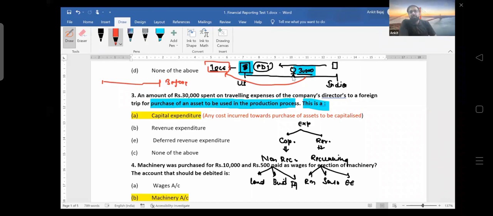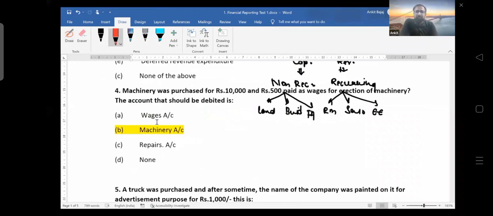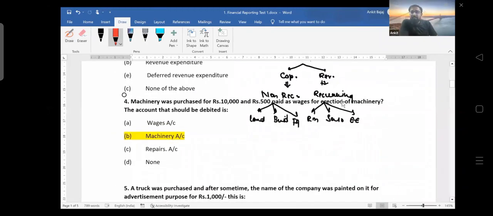right? So this expenditure you are incurring before installation of machinery is going to be capitalized, for sure. This expenditure will be capitalized, right? Now if you see, a machinery was purchased for 10,000 and 5,000 paid as wages for erection of machinery, the account should be debited.